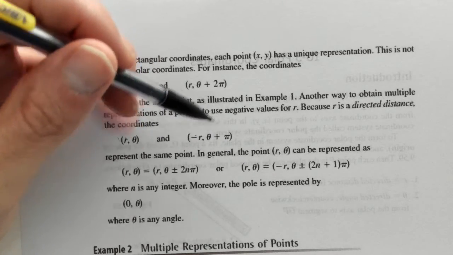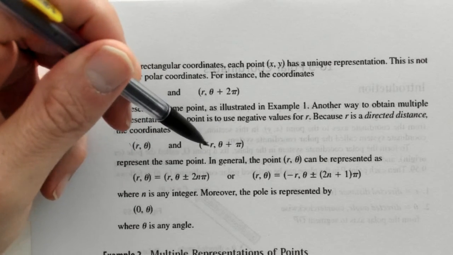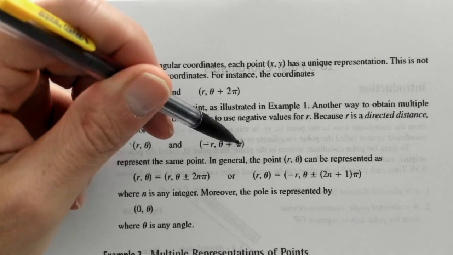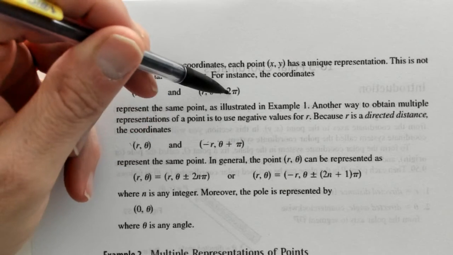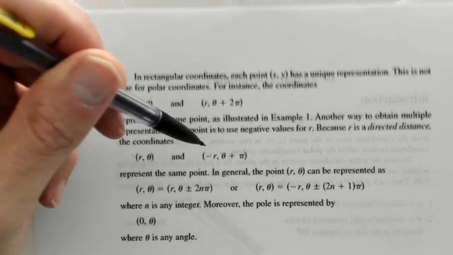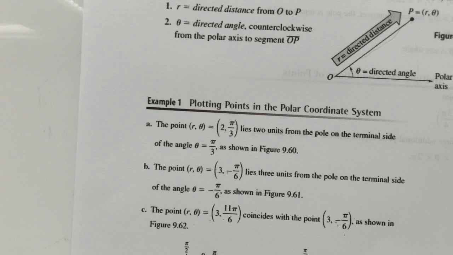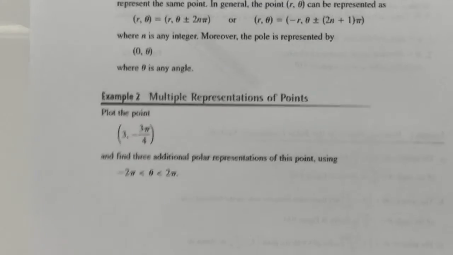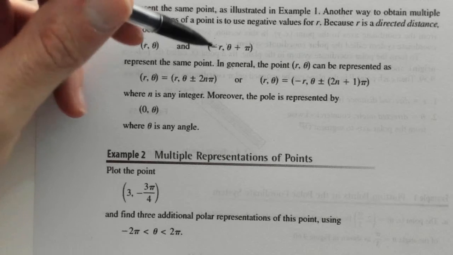And as it turns out, if you change the sign of the radius and then add pi to the angle, instead of pi over 2, you would actually still end up at the same point. Why? Because when you change the radius from positive 2, say, to negative 2, you've already accounted for 180 degrees. So instead of having to add 2 pi to get back where you were, all you have to do is just add pi. And so that's the reasoning behind that.